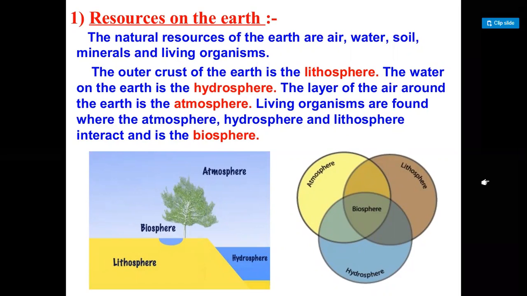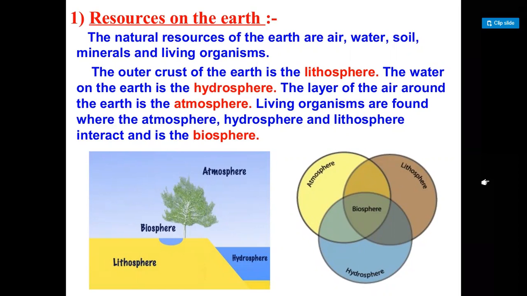Chapter 5, our environment. First is resource. A resource fulfills the need of an organism. Resources are categorized into two parts, natural resources and artificial resources. Natural resources are the resources which we gain from nature, like air, water, soil, minerals, plants and animals. Artificial resources are the resources which we gain from man-made effort, that is called man-made resources.